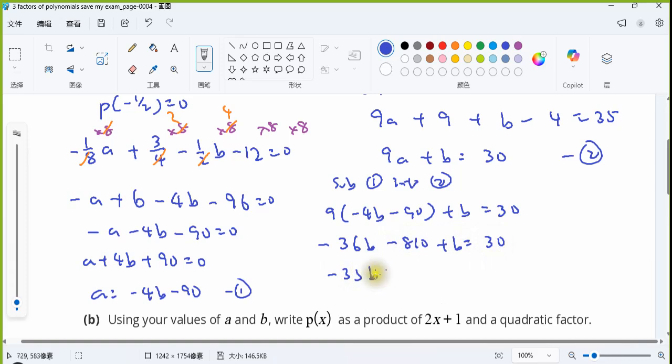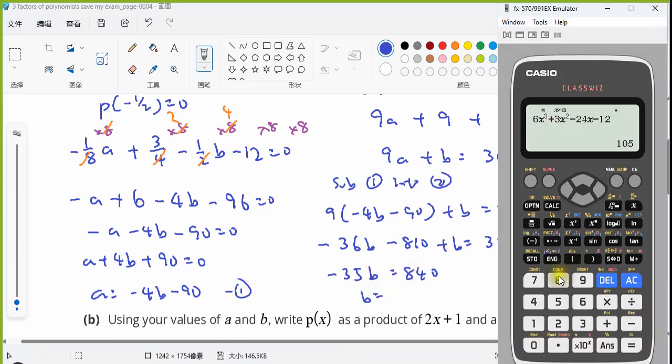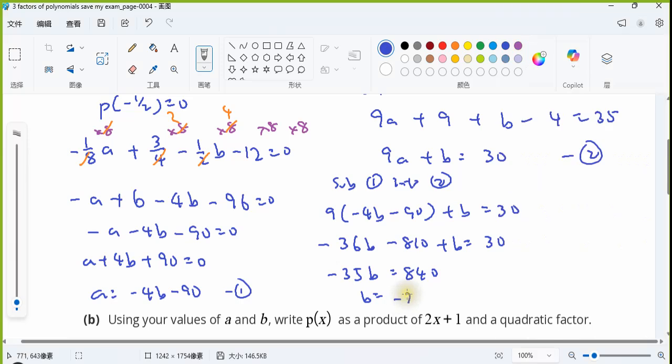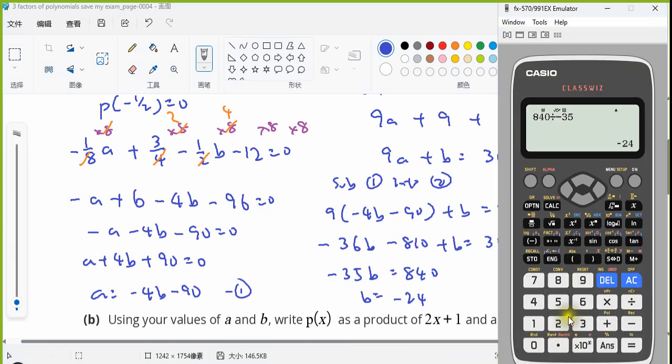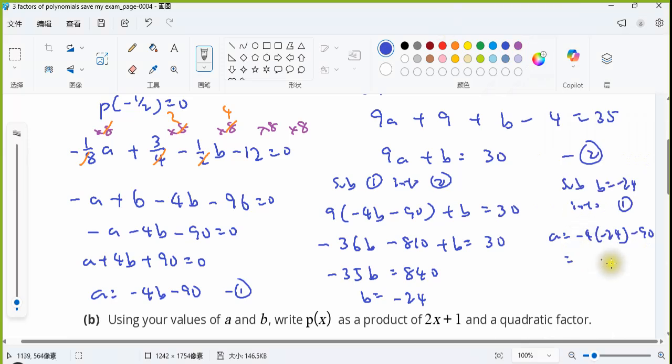So negative 35b equal to 840. B is 840 divided by negative 35. Then it's negative 24. So sub the b is negative 24 into equation 1. A is negative 4 times negative 24 minus 90. So 4 times 24 minus 90, then is 6. So we have the A is 6, B is negative 24.